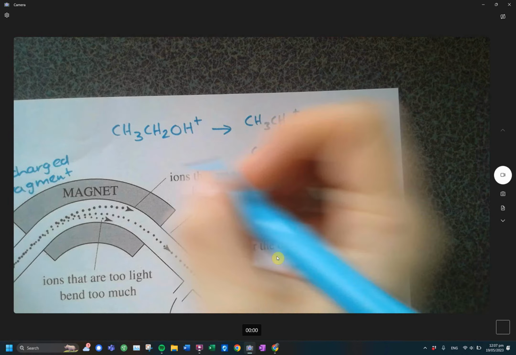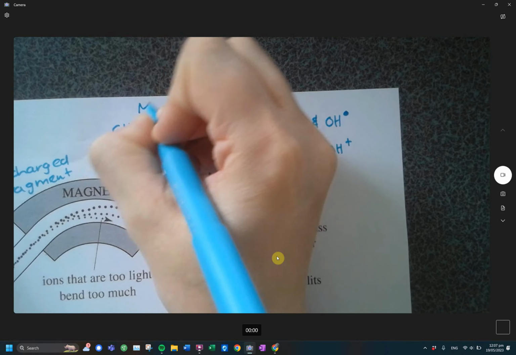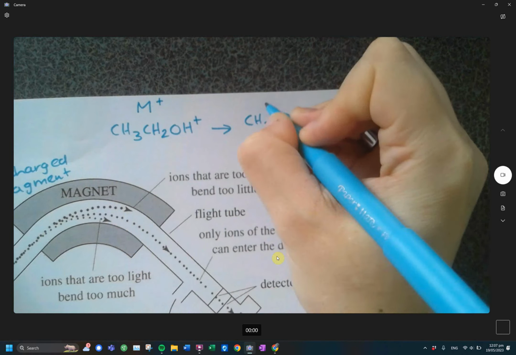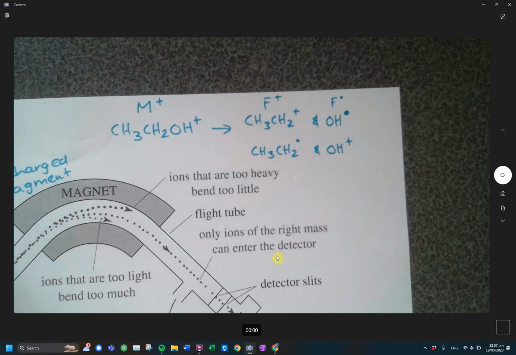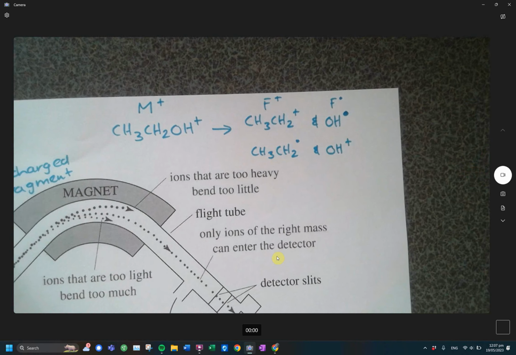So this is the full molecule. This is a charged fragment. This is the uncharged fragment, if you guys are wondering.